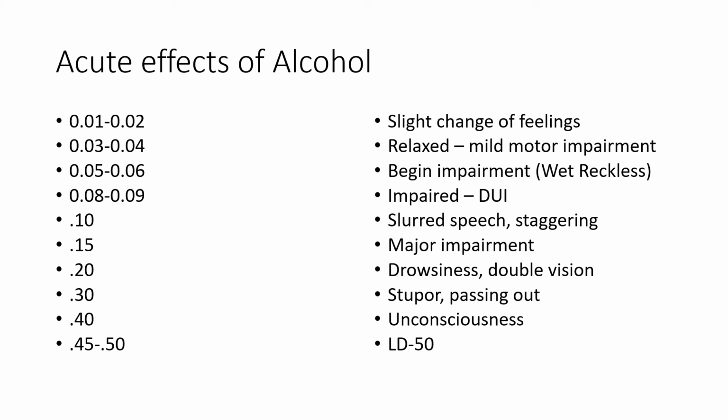There's a thing called a wet reckless. If you make a turn without signaling, go through a stop sign, etc., even though it's not technically a DUI, you can be arrested if you have alcohol in the 0.05 to 0.06 range in many jurisdictions and violate another law. 0.08 to 0.09 is where we begin to see people impaired. They're obviously impaired, and at that point it's a driving under the influence or driving while intoxicated.